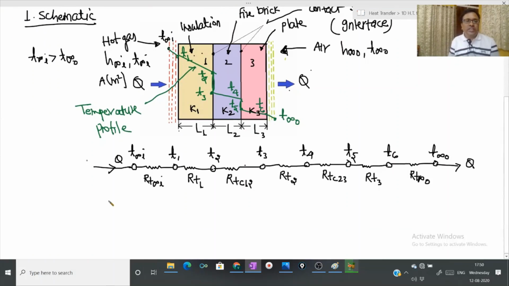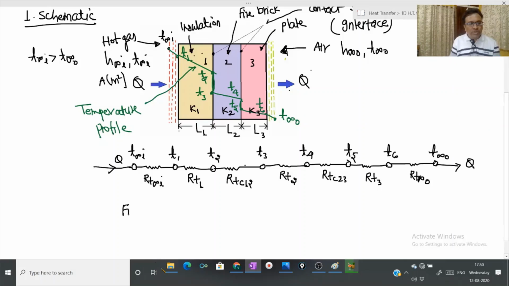So as you can see, there will be a total of 7 thermal resistances. 2 will be convective thermal resistances by hot and cold fluid, 3 will be by individual slabs, and 2 will be at the interfaces 1, 2 and 2, 3. That is called thermal contact resistance.